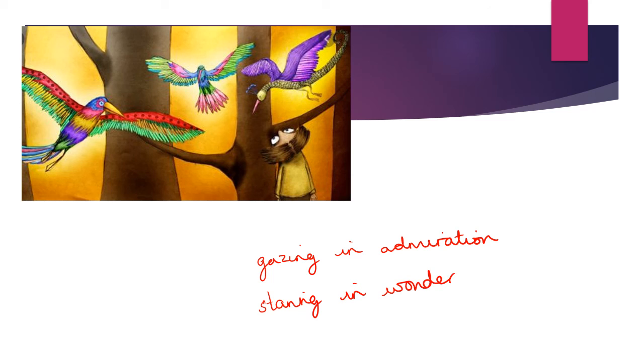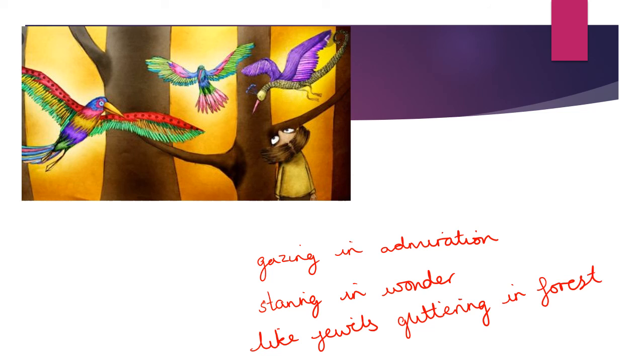Remember, this is the bit where your similes could come in, so you could say they were like jewels glittering in the forest. Try and use a real range of vocabulary. Have a go writing your story. You can do it. Good luck.